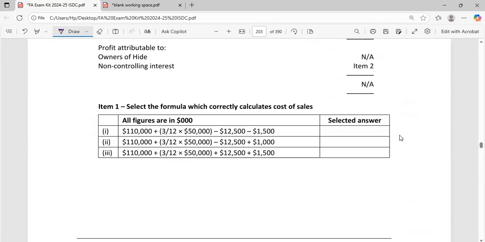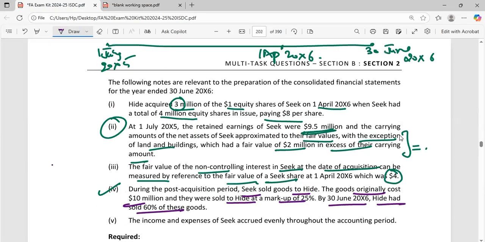To this, I'll add 3 by 12 of 50,000. Okay, fine. Then I remove 12,500. So either it would be first or second. Ignore the third one, okay? Because I have to eliminate the intra-group sales. And then I add the URP, which is 1,000. So my answer is this second one. Okay, fine.